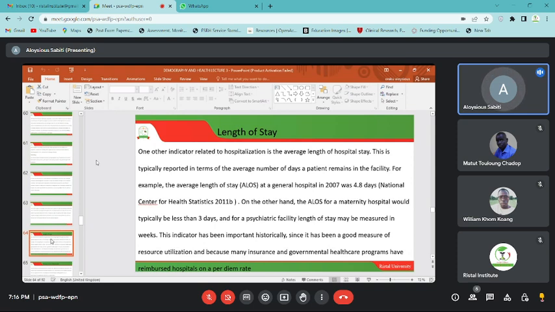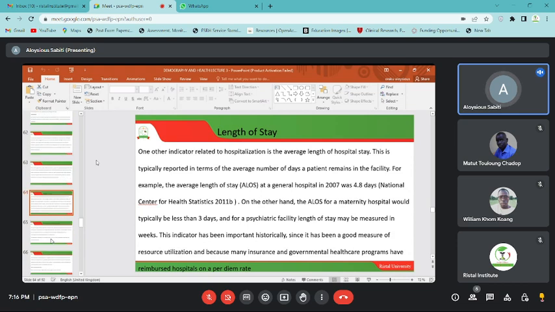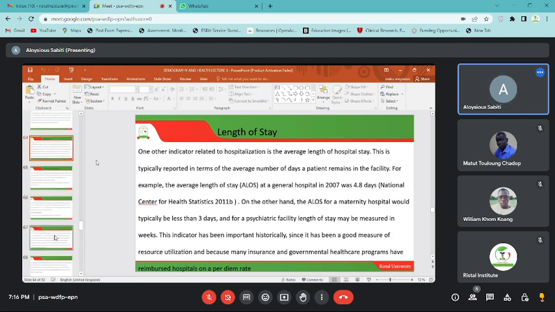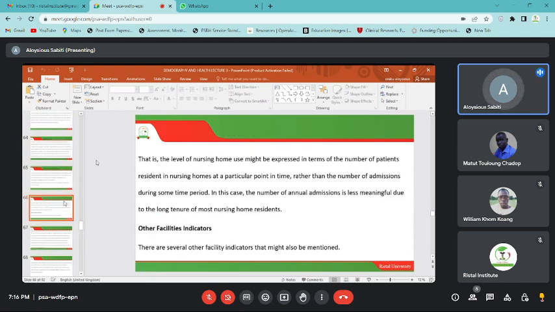That is what we are explaining here in the length of stay: the average number of days a patient remains in the health facility.